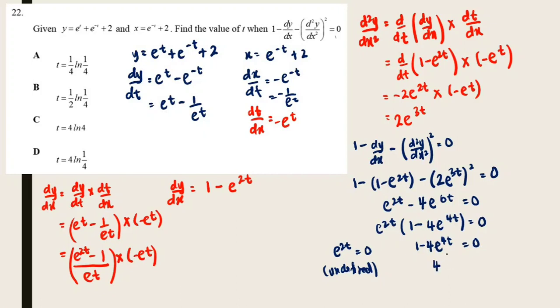So e^(4t) is equal to 1 over 4. And then by taking ln on both sides, we're going to get the value of t, so t is equal to 1 over 4 ln 1 over 4. Right, so the answer over here will be t equals 1/4 ln(1/4). Then the answer is A for question 22.